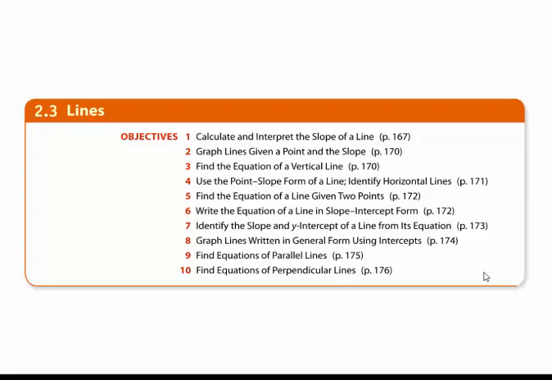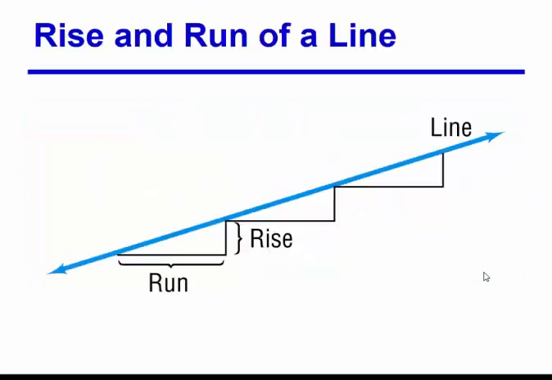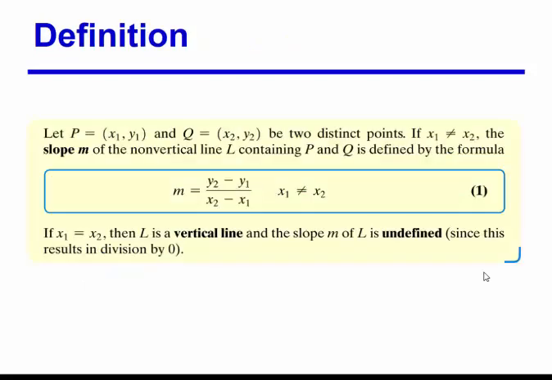I'm going to spend a little bit more time on some of these objectives and less time on some of them. So the first one is calculate and interpret the slope of a line. Just a quick review, slope of a line is just the rise over run. The formula for the slope of a line is m is equal to y2 minus y1 over x2 minus x1, where x1 does not equal x2. If x1 is equal to x2, then L is a vertical line and the slope is undefined.